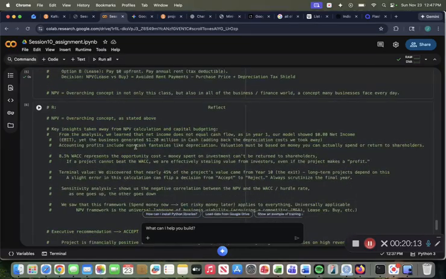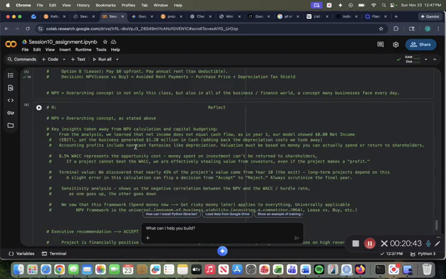And then going down to the reflection stage, the last stage of the driver framework. As we talked about already, net present value is the overarching concept, not only in this class, but also in all of the business finance world. And it's a concept many businesses face every day. So just reinforcing that idea and getting me to think even more about that is another thing I reflected on during this journey. Some of the key insights taken away from net present value calculation and capital budgeting.